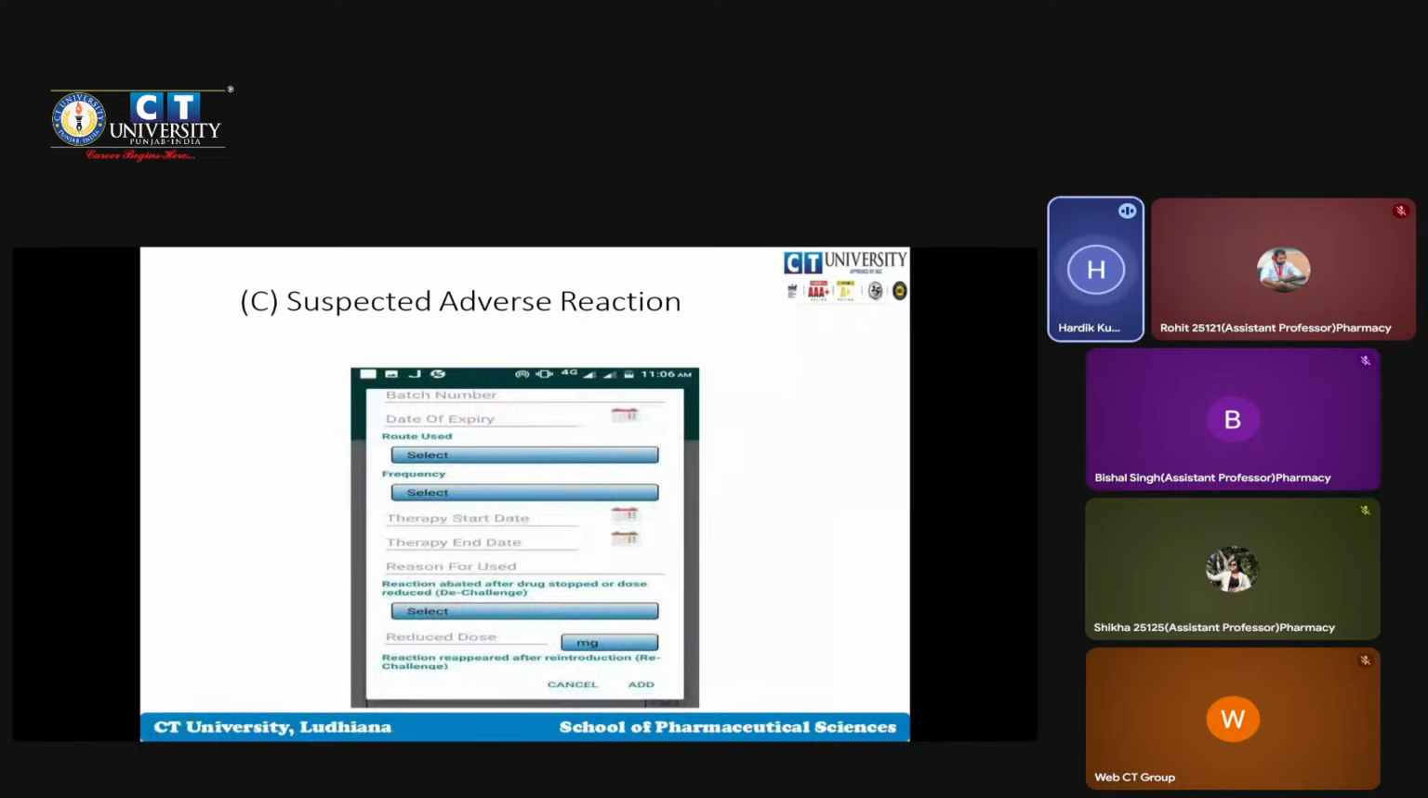Then other details like any remarks, or can this reaction be explained by other drugs or a disease? If possible, you can explain here. If not, then leave this column. Relevant test and laboratory data with the dates. The relevant test for the adverse drug reaction. Next slide. Serious reaction.